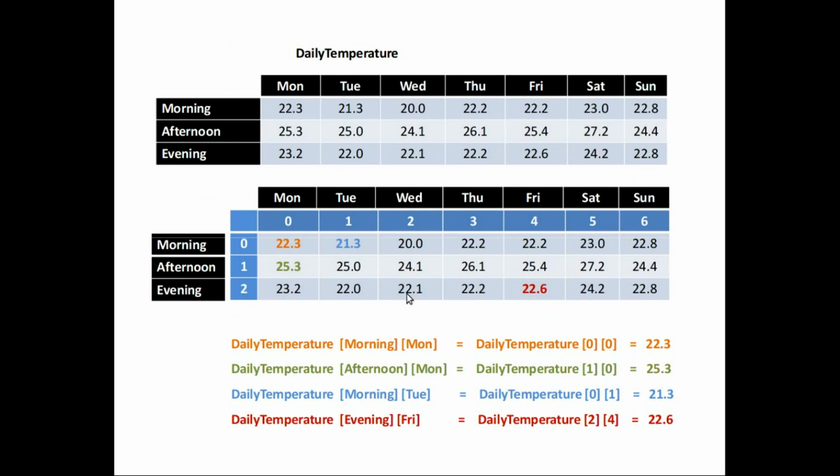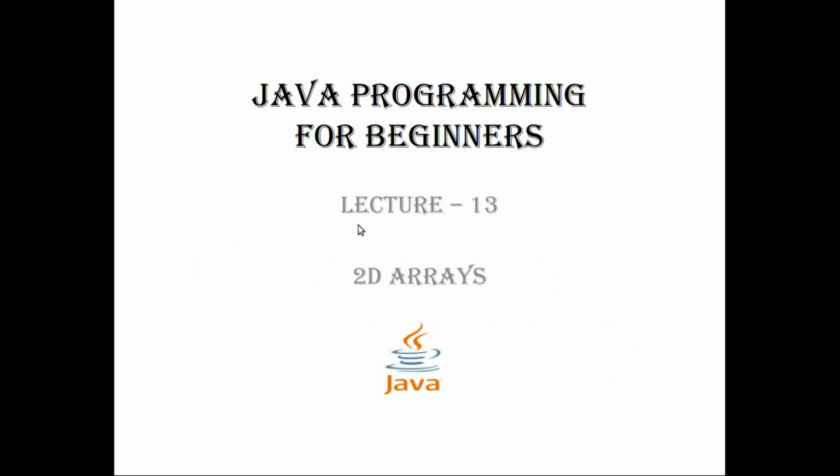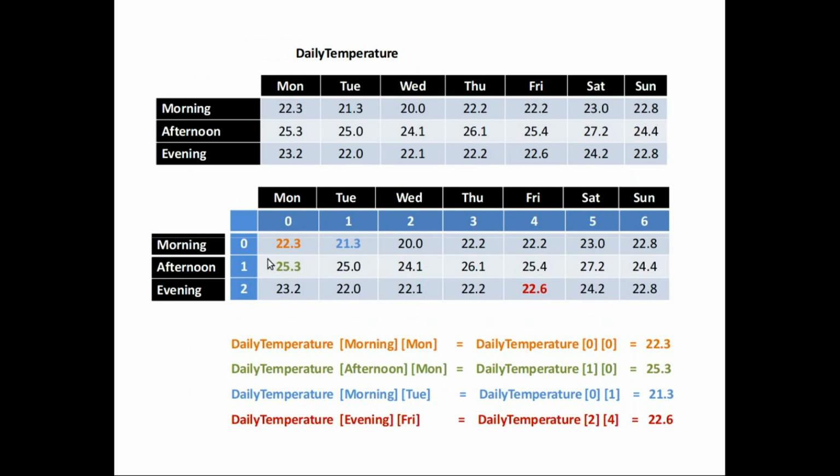Now, before we go into the details of how two-dimensional arrays work, let's access this value. If I wanted to access these values on this table, what am I going to do? I want to know the temperature for Monday morning. I'll come to the morning row, then I'll look at the Monday column, and it falls at this point here, which is 22.3.